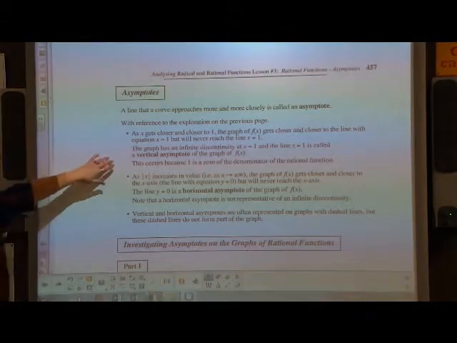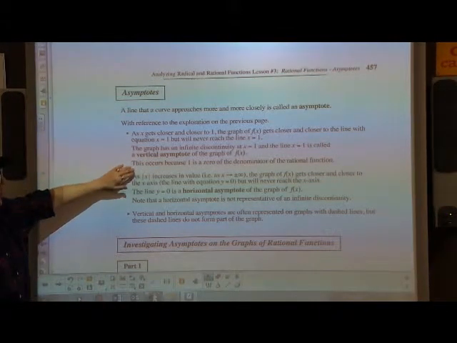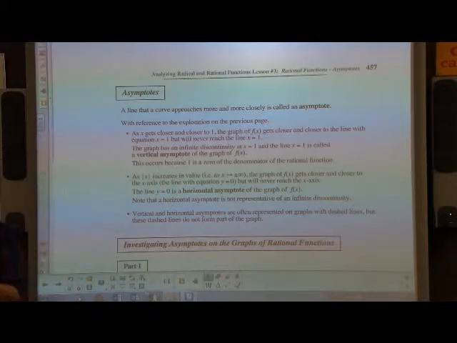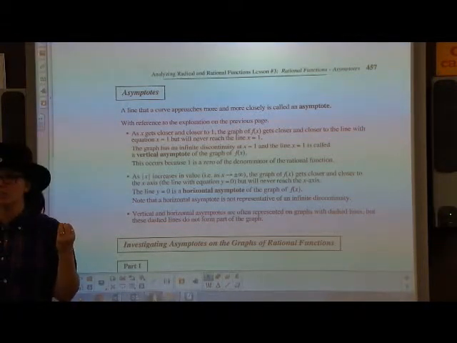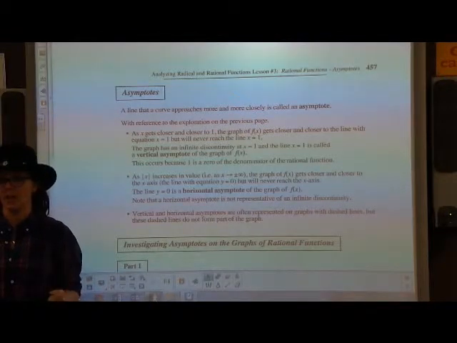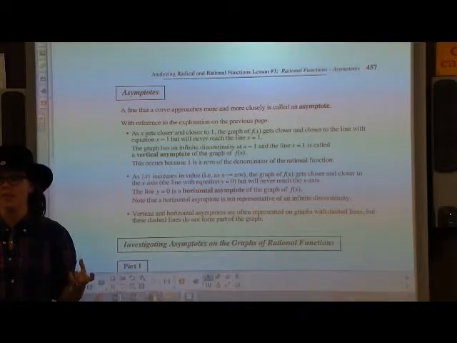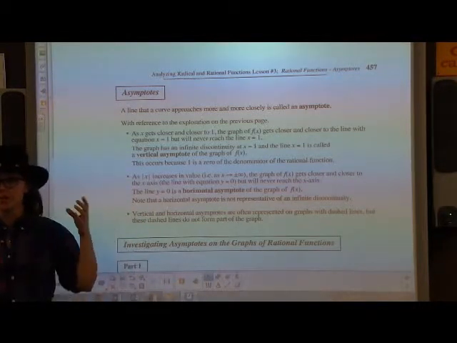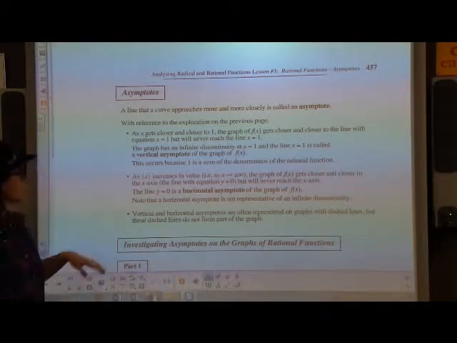Okay? This is called a vertical asymptote, and it occurs because 1 is a 0 of the denominator. So my vertical asymptotes come as a result of my non-permissible value. If you have a non-permissible value, you're going to either have this hole or you're going to have this asymptote.